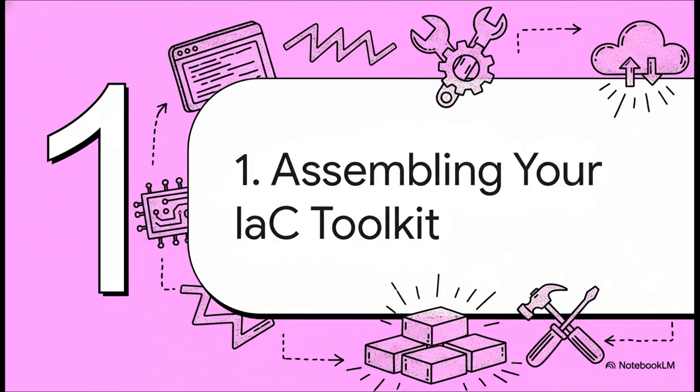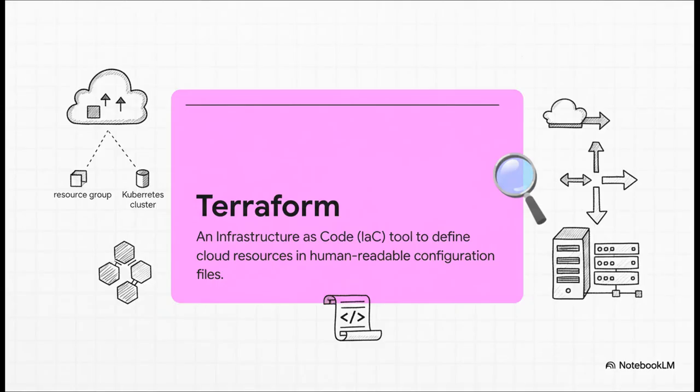Okay, so to get started, we need to assemble our toolkit. These are the command line powerhouses that are going to form the foundation of our whole workflow. First up, the star of the show, Terraform. This is the tool that lets us just write down, in a really simple language, what we want our cloud to look like. I want a resource group, a storage account, and a Kubernetes cluster. Then, Terraform is the genius that goes and figures out exactly how to build it all.